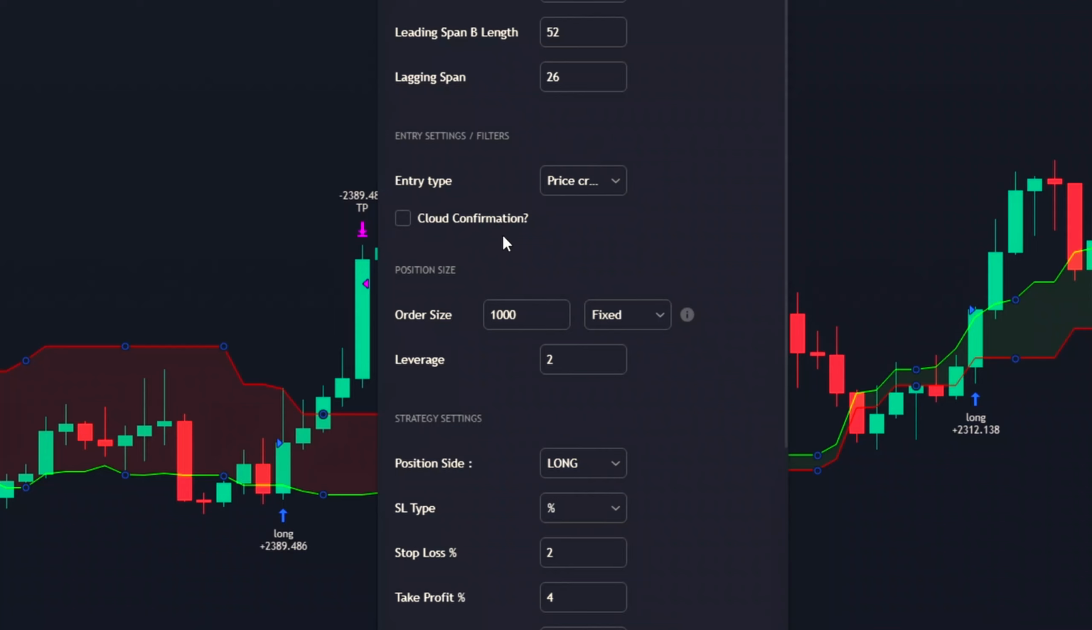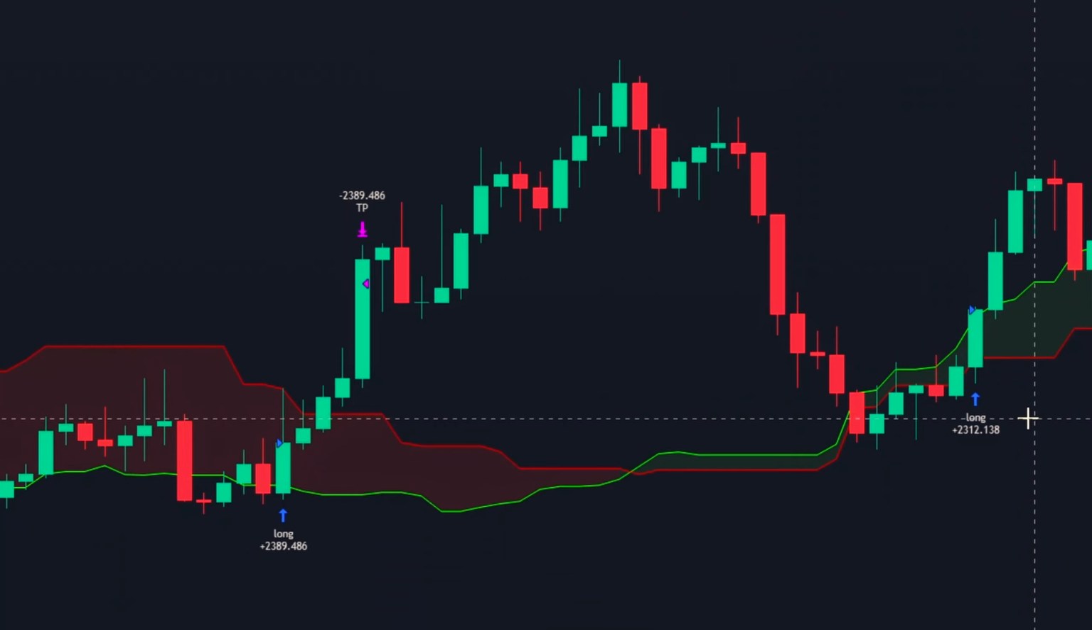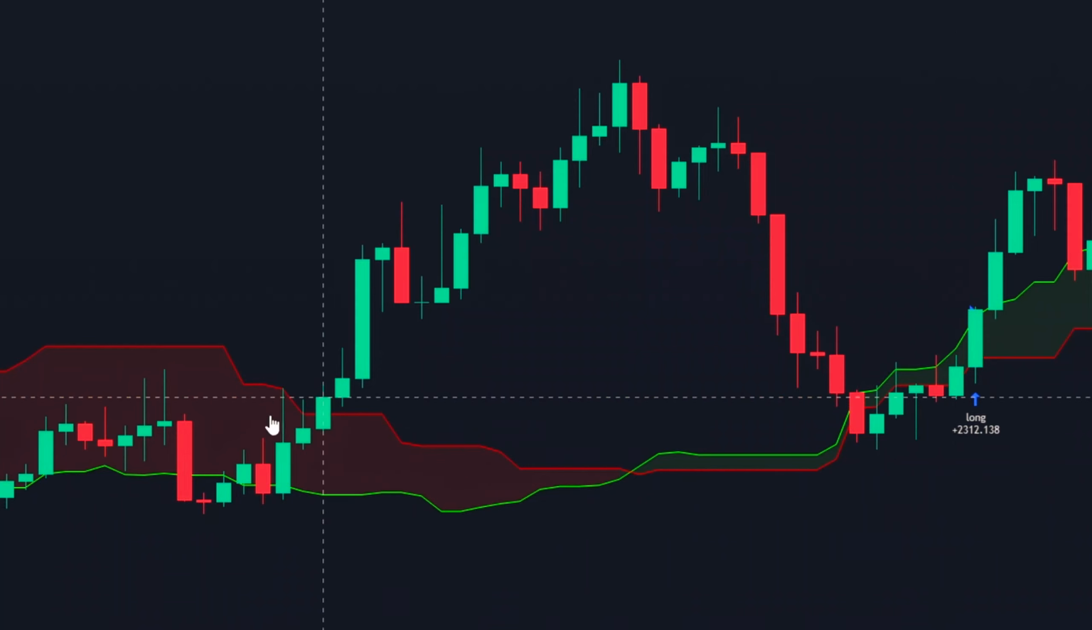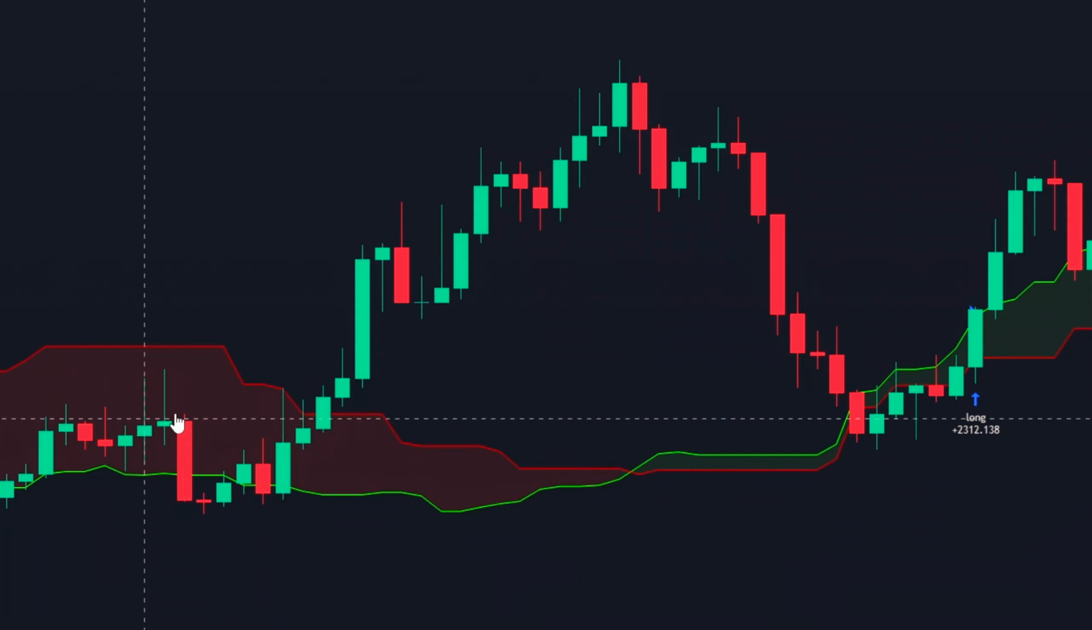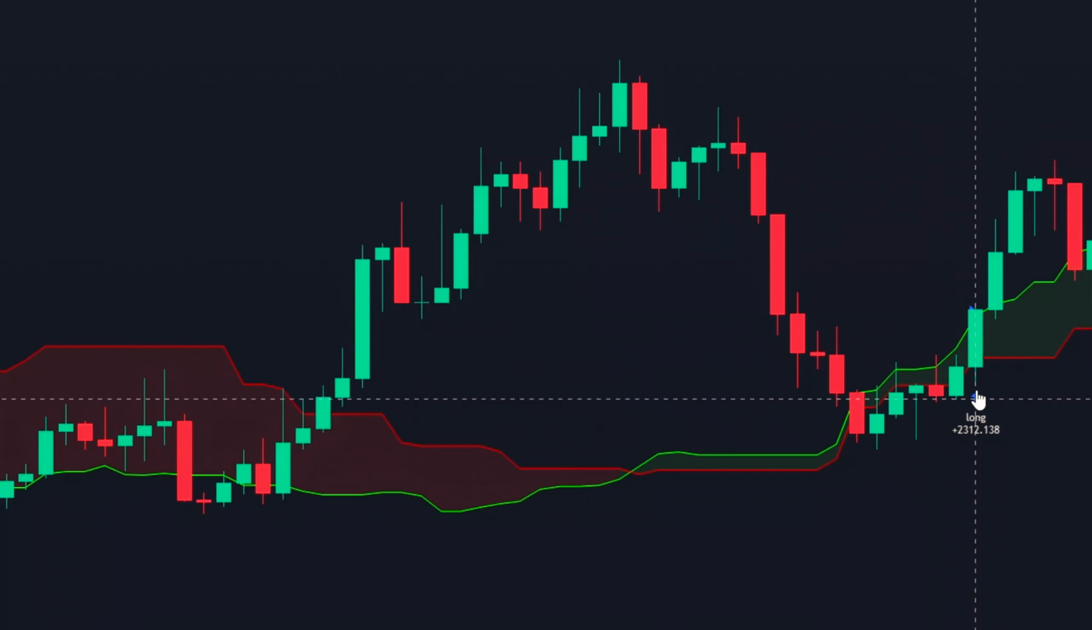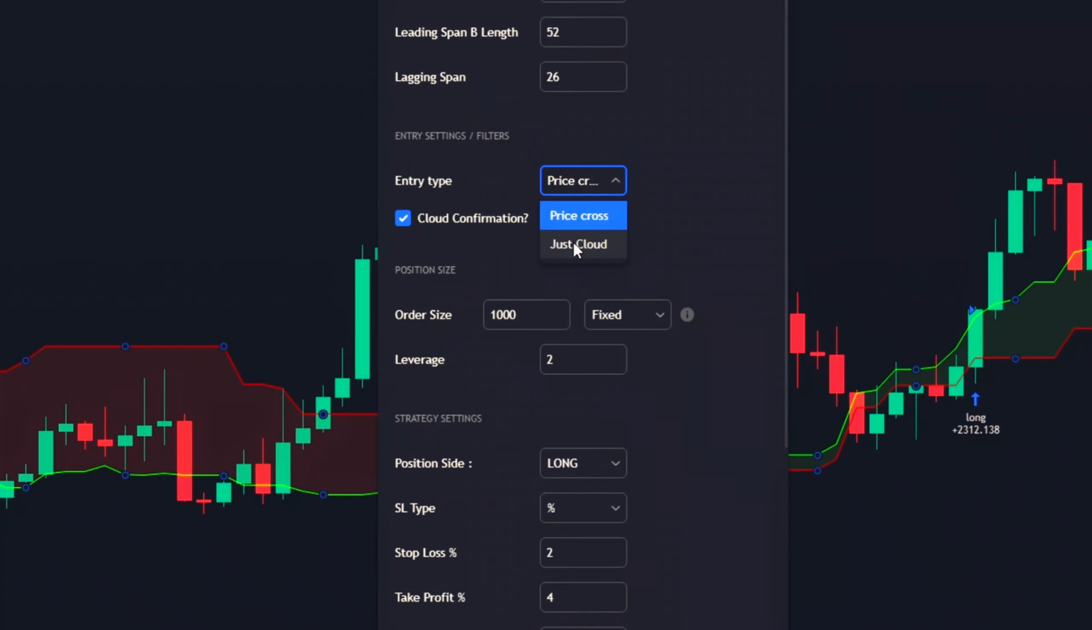So this is essentially the base rule for the long entry signal, but we can also set a cloud confirmation, which is a filter, meaning that if we have a long position, the color of the cloud must be green. As you can see, by applying the cloud confirmation, this trade disappeared because we have a red cloud, whereas here, with a green cloud, we still have a long trade. We can even set just the cloud, which means we leave only this filter alone without waiting for the price to cross above these two lines.